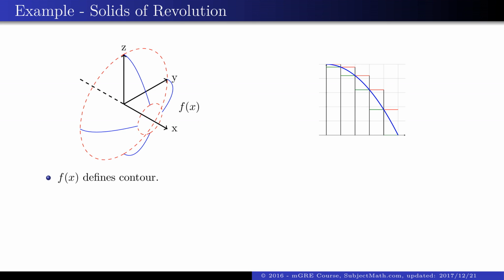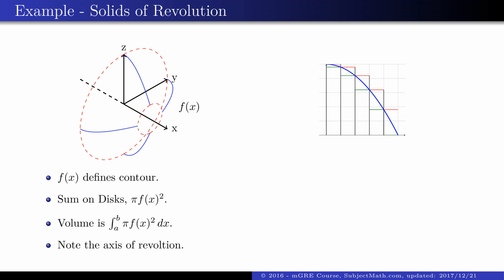Sometimes we wish to take the graph of a function and create a 3D solid shape by revolving the graph around a certain axis. Calculating the volume of the solid is similar to calculating the area using the Riemann sum, but instead of summing up rectangles, we are summing up disks of radius f of x, and its volume is pi f squared. So the total volume can be calculated using this integral.